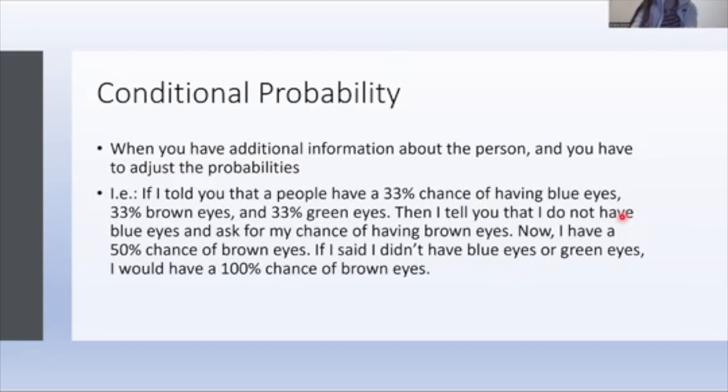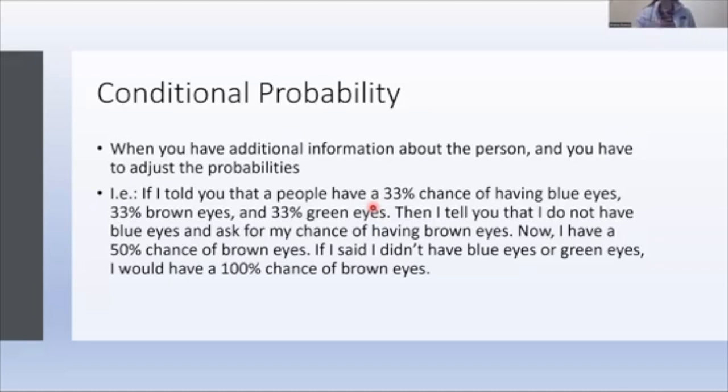So if you look back at these probabilities, I tell you I don't have blue eyes, which means that it's no longer a 33% chance I have blue eyes. It's now a 0% chance I have blue eyes since I told you I don't have them. So if we look at the options that are left, we see that they're in equal proportion, and I have either brown eyes or green eyes. So now I only have two options. I either have brown eyes or I have green eyes. And we know that if I have two options, each of these has a 50% chance of happening, 50% for green eyes and 50% for brown eyes.